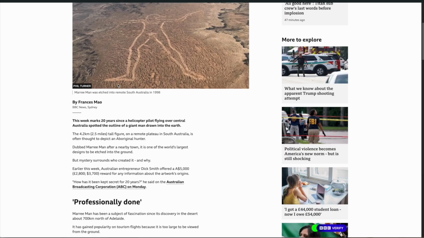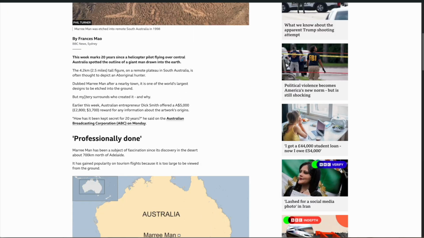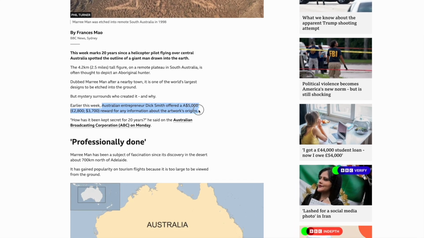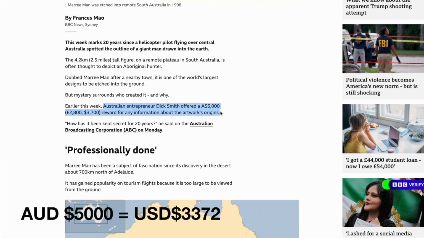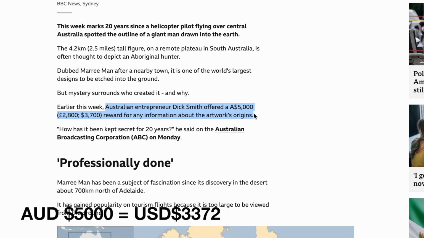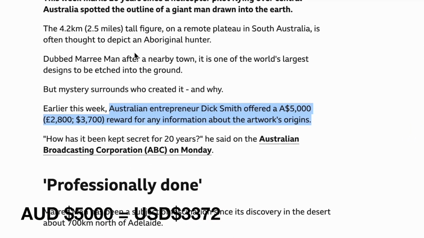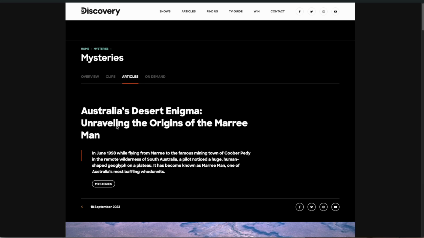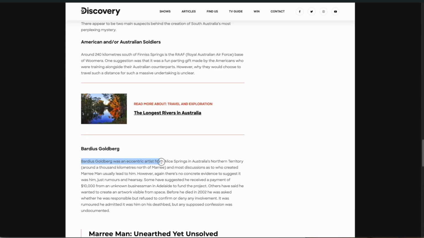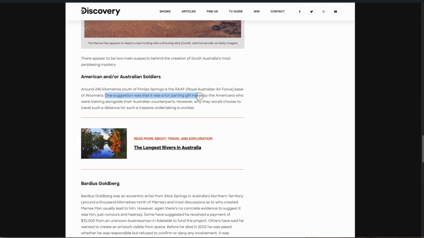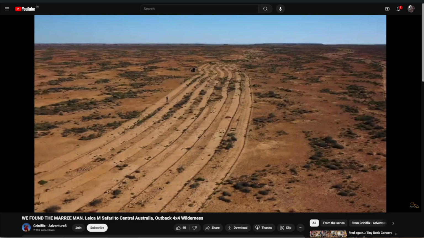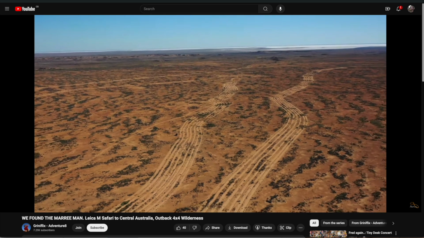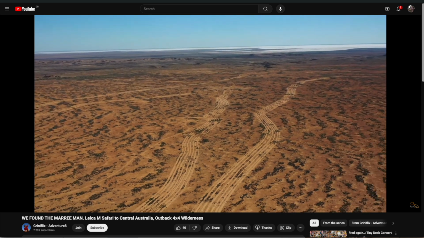The place became even more famous, even to the point when, in 2018, an Australian entrepreneur put up $5,000 as a reward for the information on the identity of who made the Marree Man. Since its discovery, rumours have circulated that it could have been an artist or people from a nearby area. But unfortunately, this is just one of those stories that leaves more questions than answers.